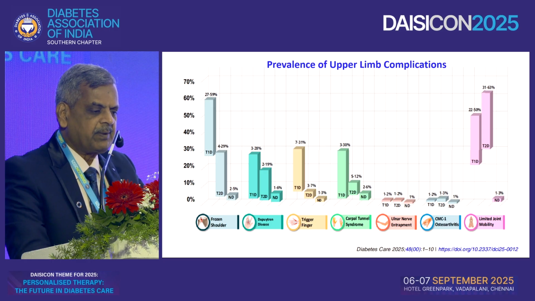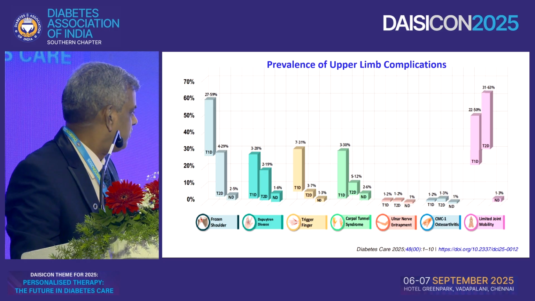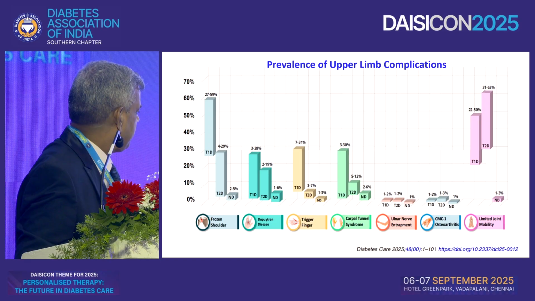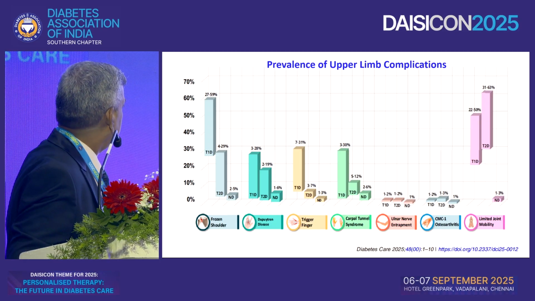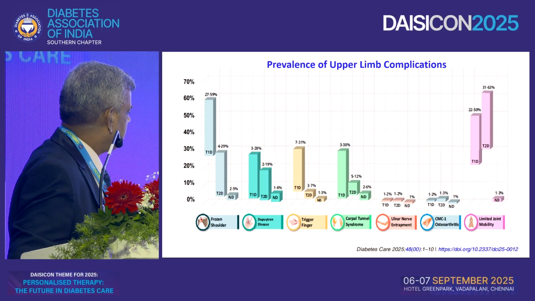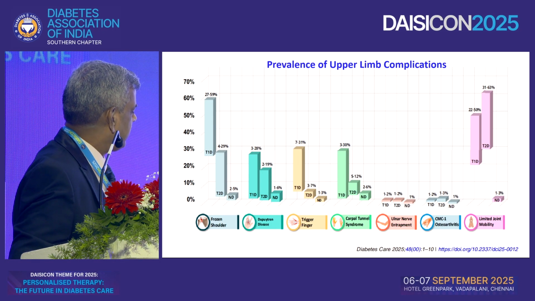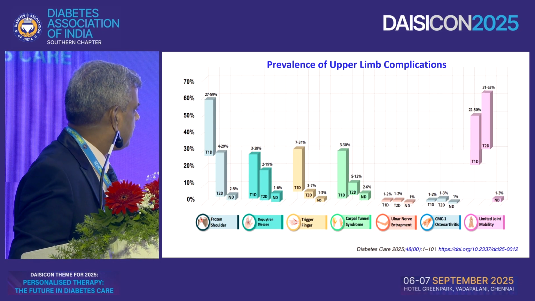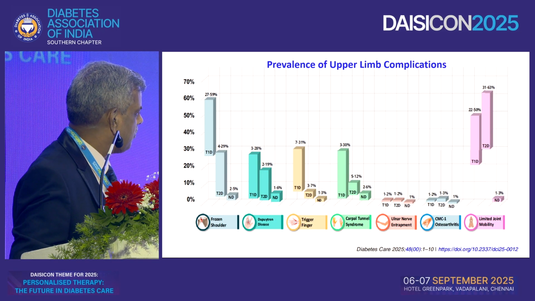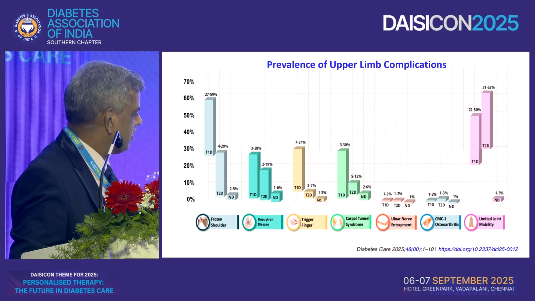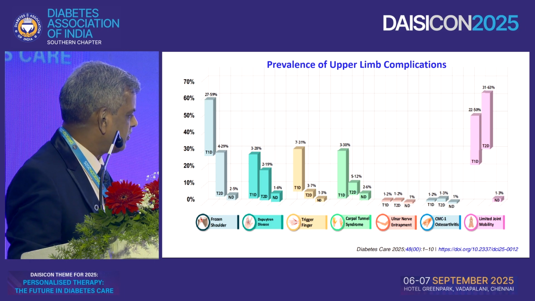The prevalence of upper limb complications: frozen shoulder in type 1 diabetes and type 2 diabetes compared to non-diabetics. When compared to non-diabetics, in type 1 diabetes it is about 59%. Similarly, Dupuytren's contracture when compared to non-diabetics in type 1 and type 2 is on the higher side. Trigger finger also similarly, carpal tunnel syndrome and ulnar nerve entrapment, osteoarthritis of the carpometacarpal joint and limited joint mobility. This is the latest reference from Diabetes Care.